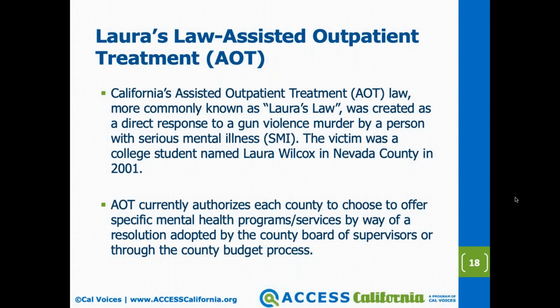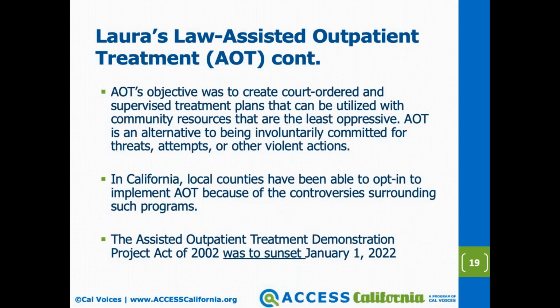AOT currently authorizes each county to choose a way to offer specific mental health programs and or services by way of resolution adopted by the county board of supervisors or through the county budget process. The main objective of AOT was to create court-ordered and supervised treatment plans that can be utilized with community resources that are least oppressive. AOT is an alternative to being involuntarily committed for threats, attempts, and or violent actions.